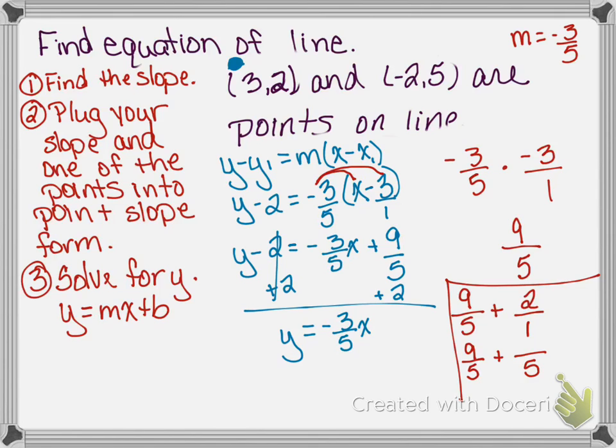1 goes into 5 how many times? 1 times what gives me 5? 5. Good. 5 times 2 is 10. Is 2 over 1 and 10 over 5 equivalent? Yes, they are. So 9/5 plus 10/5 is 19 over 5. So that is what I write, and this is my final answer.